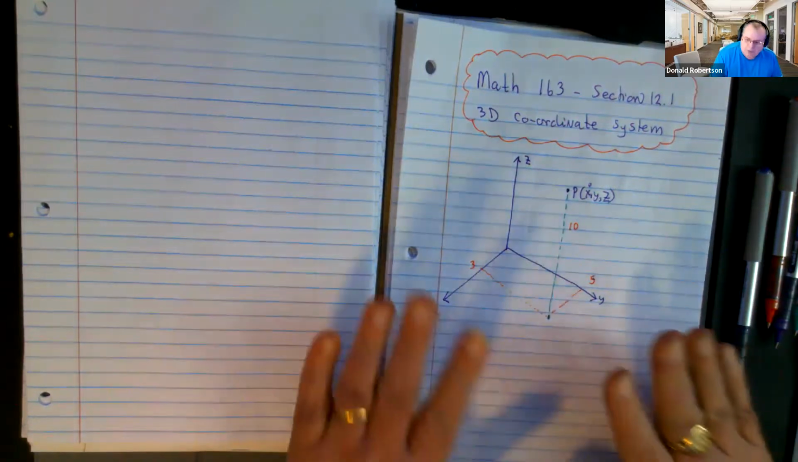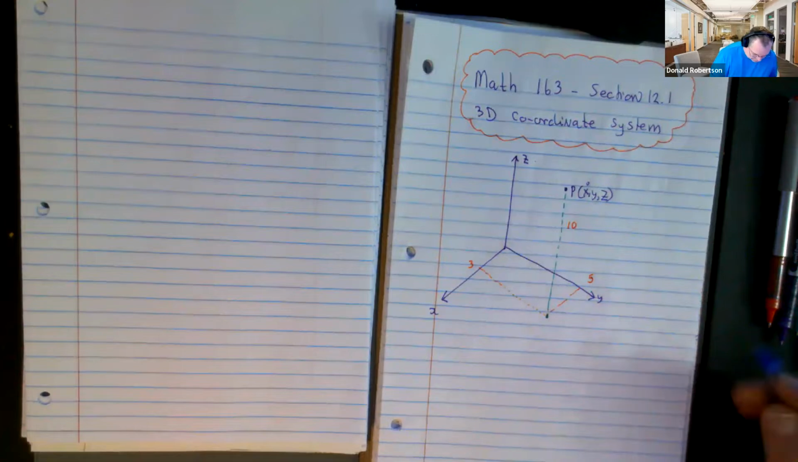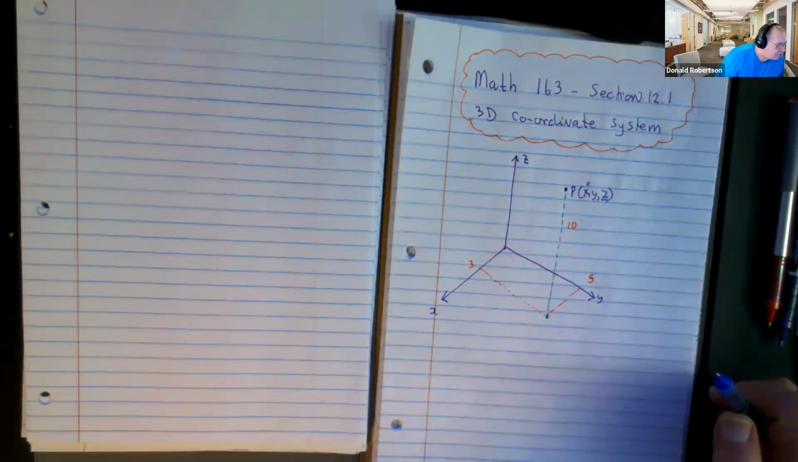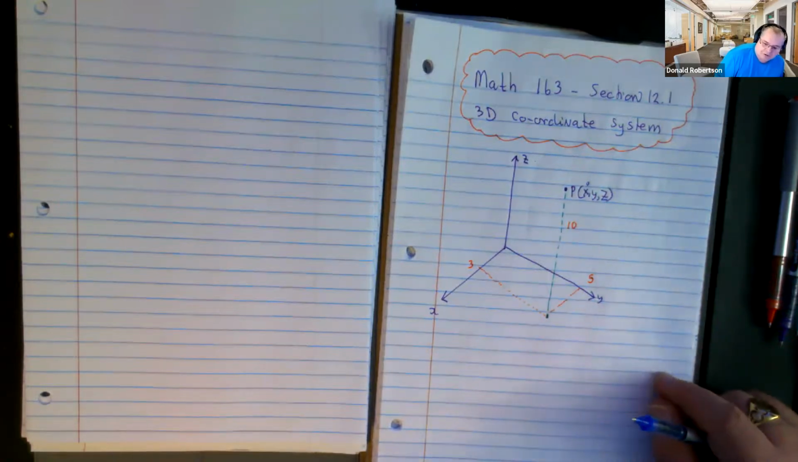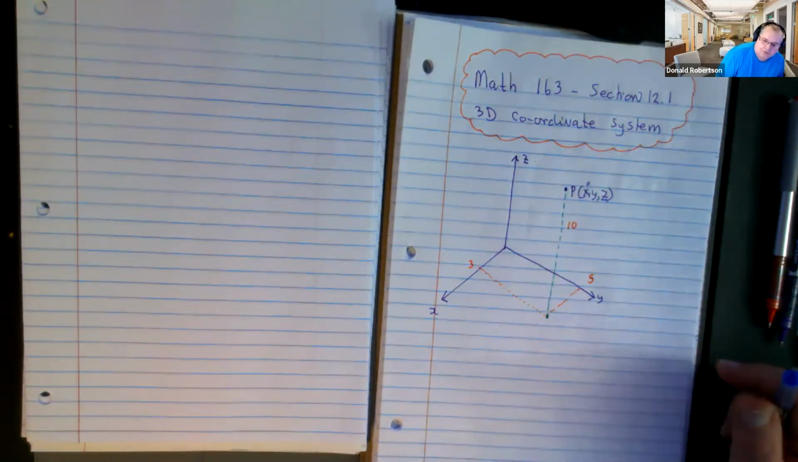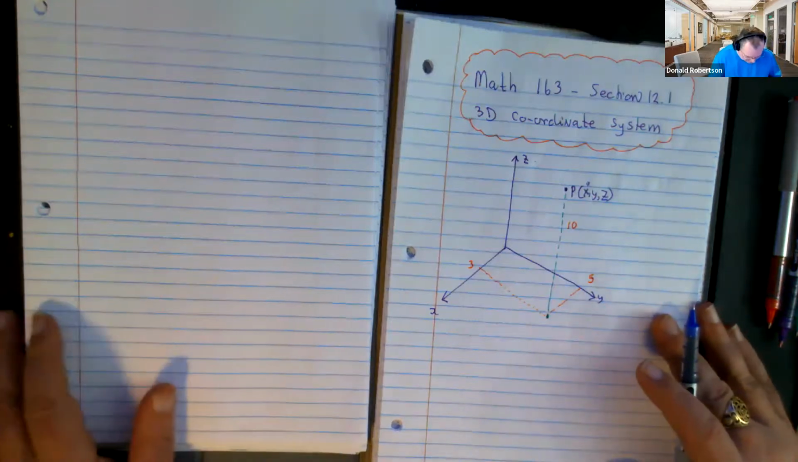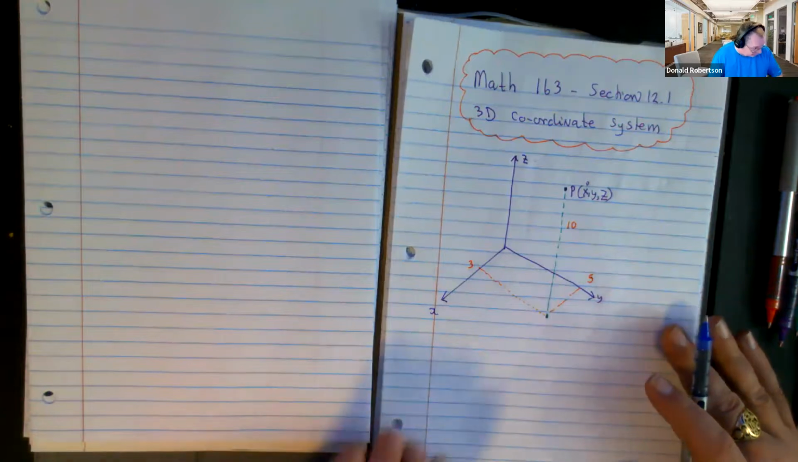Okay, so we are starting a new chapter, chapter 12. What we're going to deal with here is the 3D coordinate system and vectors. 3D coordinate system first. We'll do a few situations involving how we deal with 3D coordinates in calculus, in general in math. And then we'll move on to vectors in 3D.